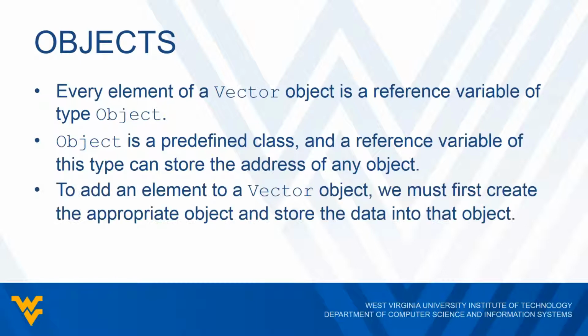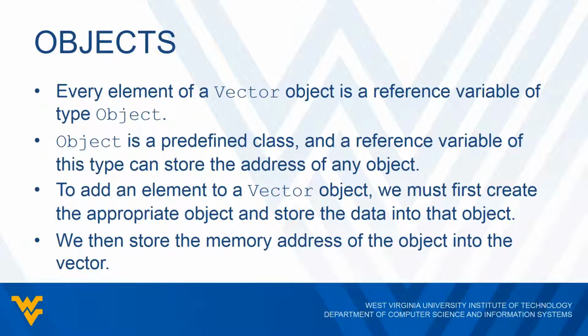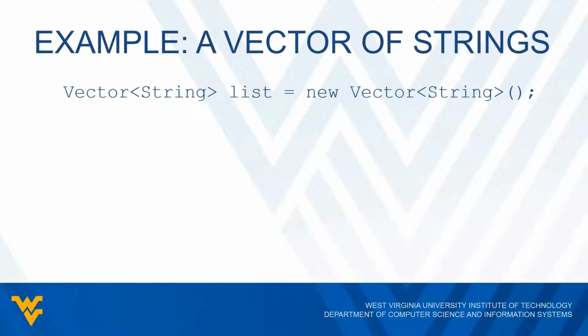So the whole point here is if I want to add an element to a particular vector object, I first have to specify what is going to be that object type, and then I can store the data to that object. So I can do a vector of integers, but I have to make sure I specify that we have a vector of integers. So then we can just store the memory address of that object into the vector itself.